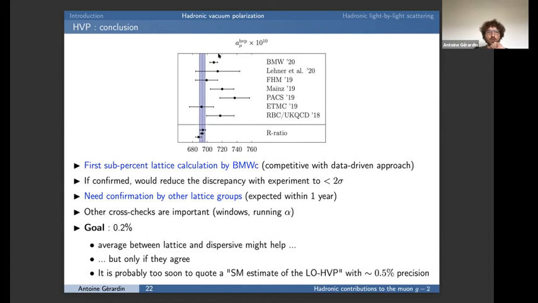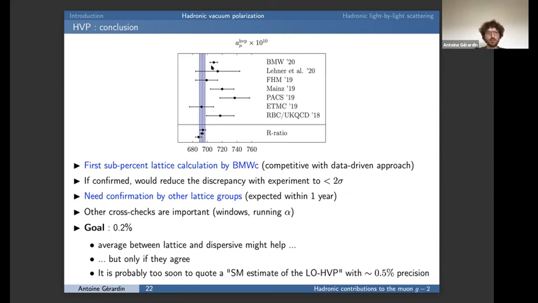So in recent years, we have seen a lot of progress from lattice QED calculations, especially since this new BMW collaboration publication. And the hope is that at some point we will be able to average over dispersive and lattice data. But of course, before doing that, we need an agreement between these 2 values. And so it is very important to understand why this BMW data is a few sigma above the data-driven estimate.